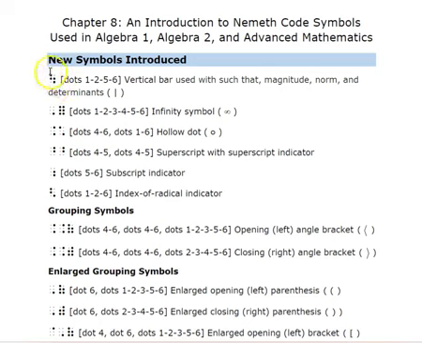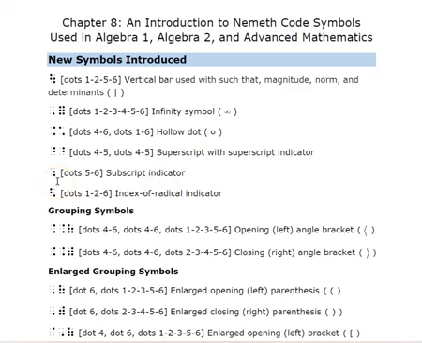We are starting with the vertical bar, which we also used last time. We're going to use it also for such that, magnitude, norm, and determinant. We have dot 6 and then a full cell is the infinity symbol. We have 4, 6, and then 1, 3 is the hollow dot. We have dots 4, 5, 4, 5, which is a superscript indicator.